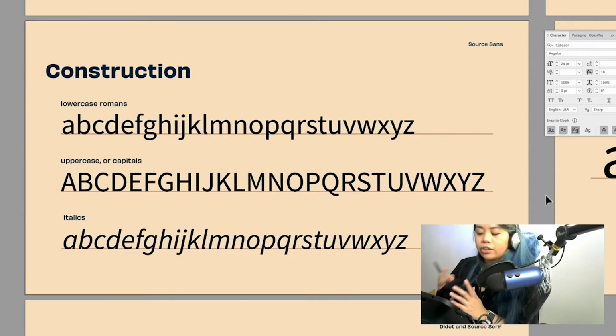And then you have another type of construction, which are uppercase or capital letters. Uppercase and lowercase are actually two different types of construction. And the reason why is because you have letters like A and B and D, all looking very different than their lowercase Roman counterparts. So that means they're of a different construction.